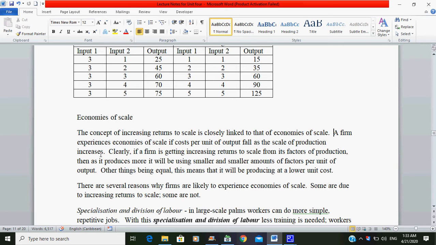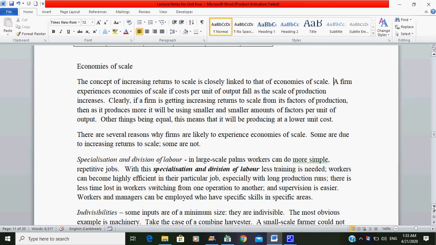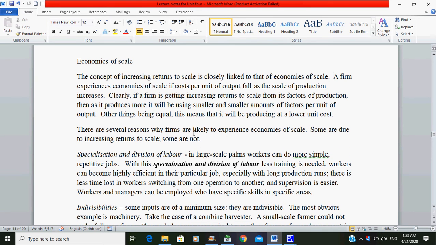Clearly, if a firm is getting increasing returns to scale from its factors of production, then as it produces more, it will be using smaller and smaller amounts of factors per unit of production. Other things being equal, this means that it will be producing at a lower unit cost. There are several reasons why firms are likely to experience economies of scale. Some are due to increasing returns to scale, some are not.